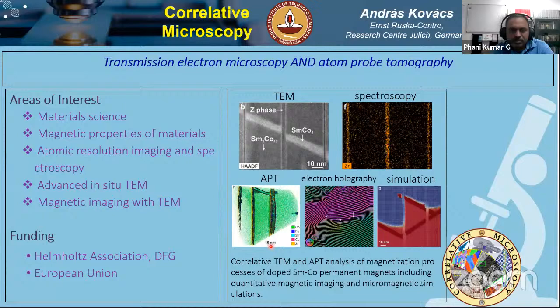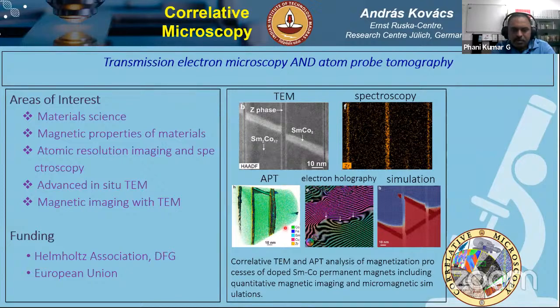On the right side you see one example. This is a samarium cobalt permanent magnet where we applied advanced transmission electron microscopy to study the structure and chemical measurements of the species, but always the TEM measurements are a projection in 2D. And this is where atom probe tomography will be very useful, because atom probe tomography explains how the material is distributed in 3D.